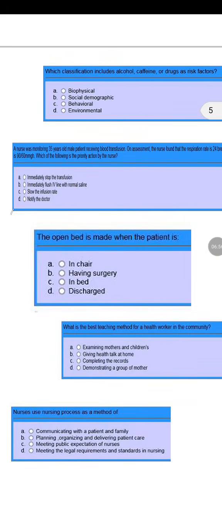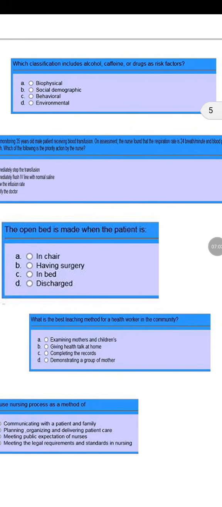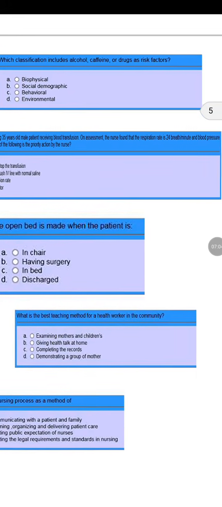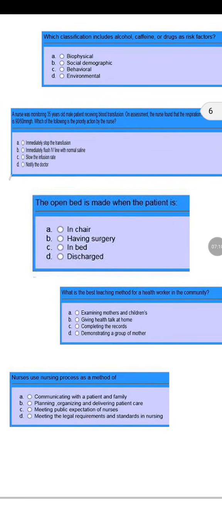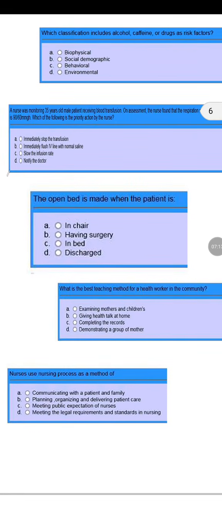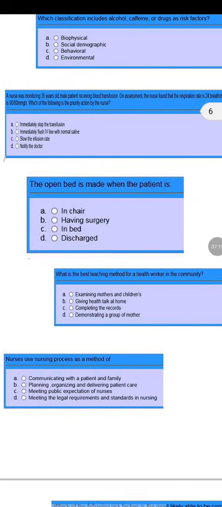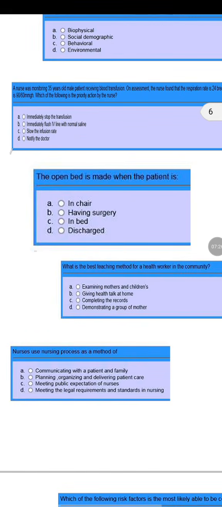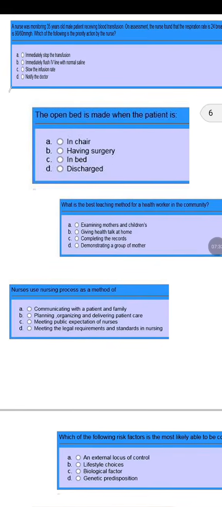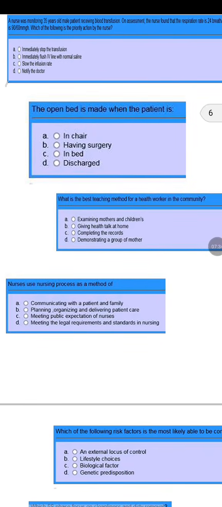A nurse is caring for a 25-year-old male patient receiving a blood transfusion. On assessment, the nurse finds the respiratory rate is 24 per minute and the blood pressure is abnormal. Which one of the following is the priority nursing action? Immediately stop the transfusion.